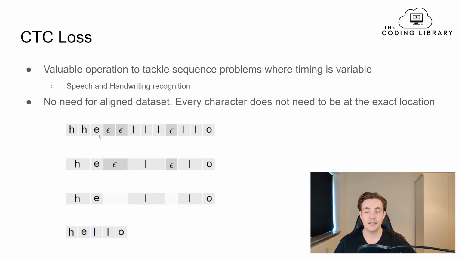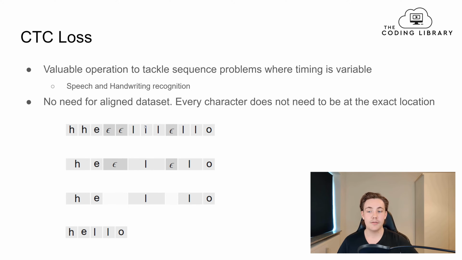So the idea here is that if we have duplicates, or we don't have perfectly aligned data in our data set, then we can remove these duplicates, but we can also store duplicates where we want, if we actually want to keep them. So in this example, we're reading two H's, we have an E, and then we have these tokens that we can place in between. We want the output hello, but we have two duplicates here that we don't want. We only want one H at the beginning.